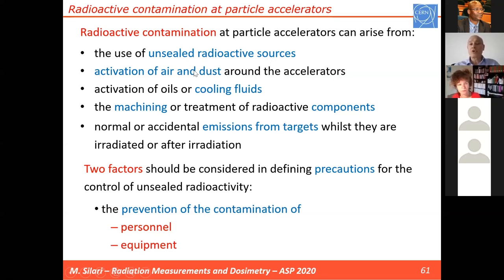You could have activation of air and dust if you have very strong secondary radiation fields. You could activate oils or cooling fluids close to the machine. If you have to make a repair on a radioactive component, you might have fouling or dust, which can then be transported and contaminate surfaces. You could have emission from targets where they are irradiated. But overall, this represents a relatively minor risk with respect to external exposure, but it is still present. It has to be properly monitored.